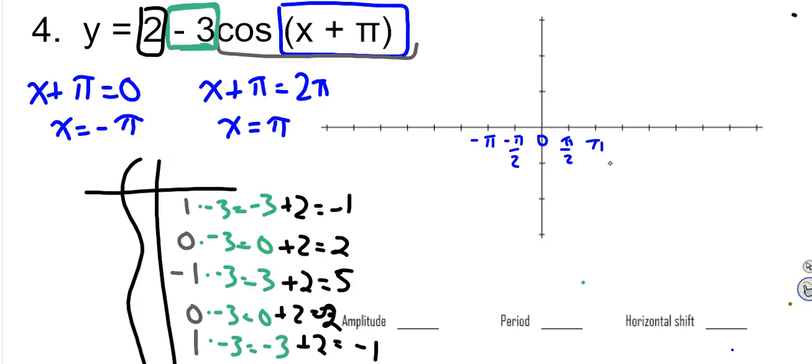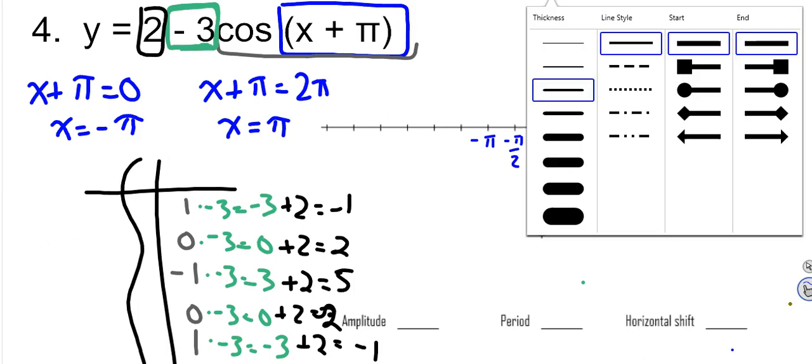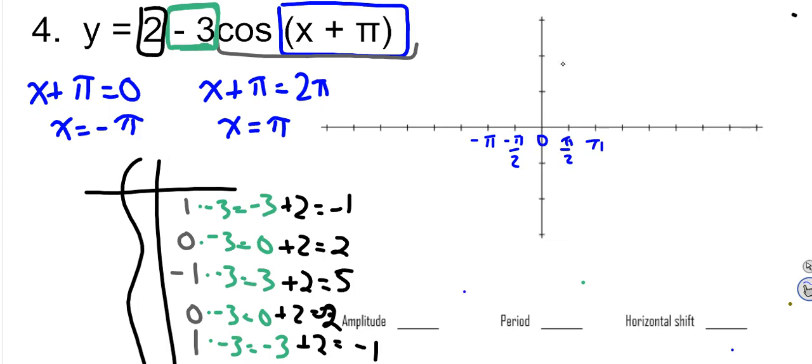Oh, real quick, let's adjust our y tick marks. We're going to need to go up to 5. So I'm going to go ahead and do 1, 2, 3, 4, 5. And then the negatives: 1, 2, 3, 4, and then 5. I didn't even need to go that low, did I? Oh well, I just needed that negative 3.